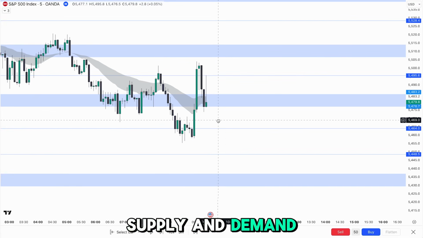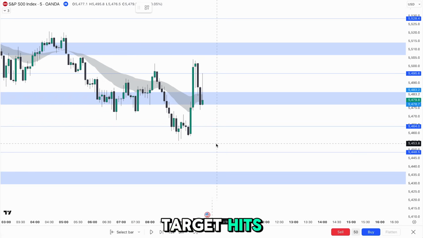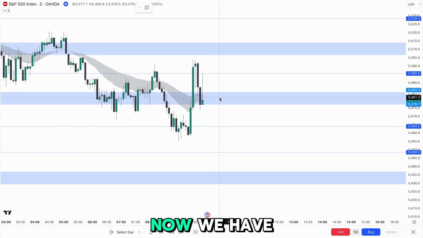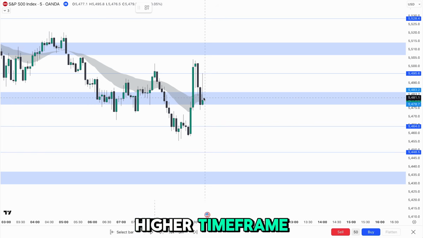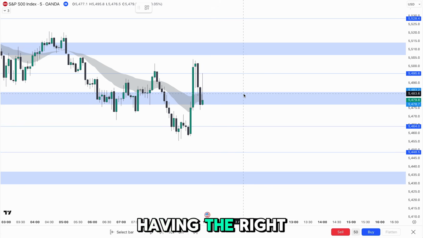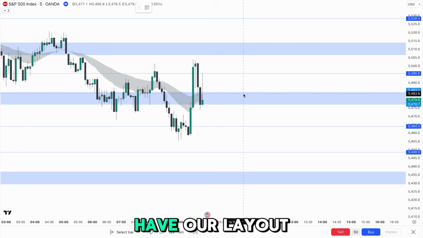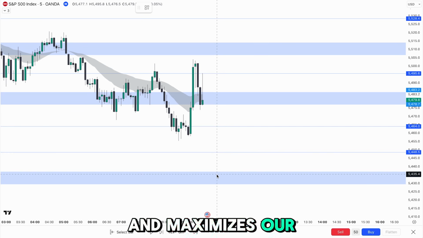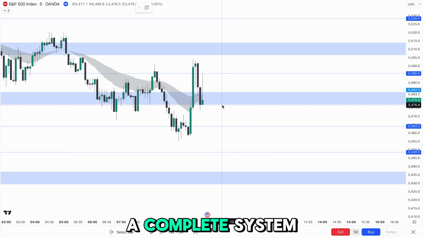When you use supply and demand levels, there's no guessing. You're not just hoping that your target hits, you're aiming for areas that the market is already attracted to. Now, we have a way to determine bias, which is the alignment of the higher time frame and lower time frame cloud. Having the right bias and getting direction right will skyrocket your win rate. And we also have our layout, which gives us a high level of precision and maximizes our profit potential on every trade. At this point, we've basically got a complete system.